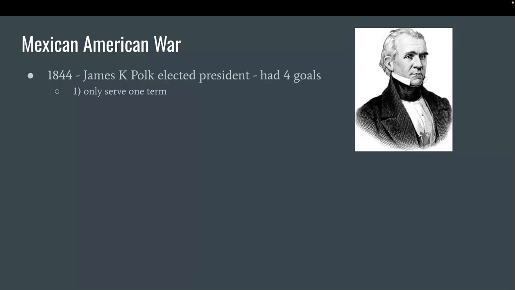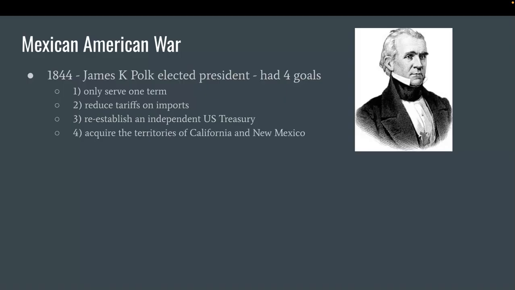James K. Polk, this gentleman you see right here, in 1844 becomes president. He had 4 goals. His first goal was to only serve 1 term. His second goal was to reduce tariffs on imports. His third goal was to reestablish an independent U.S. Treasury. And his fourth goal was to acquire the territories of California and New Mexico.